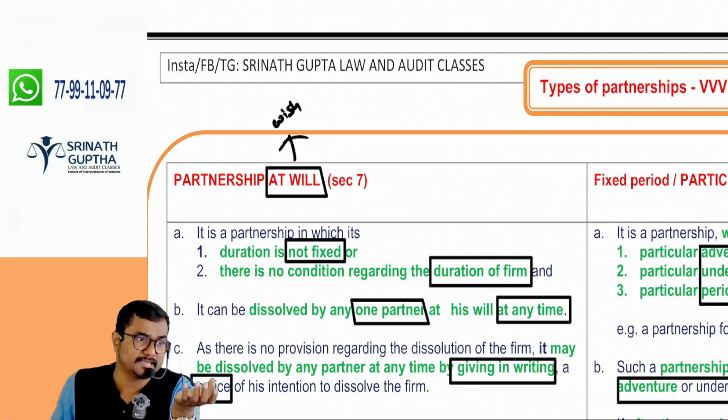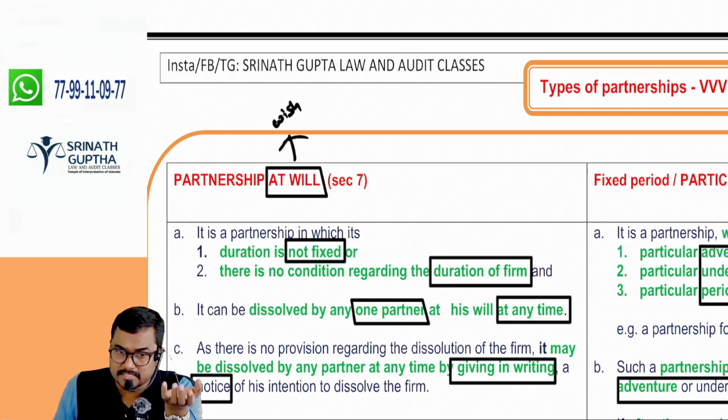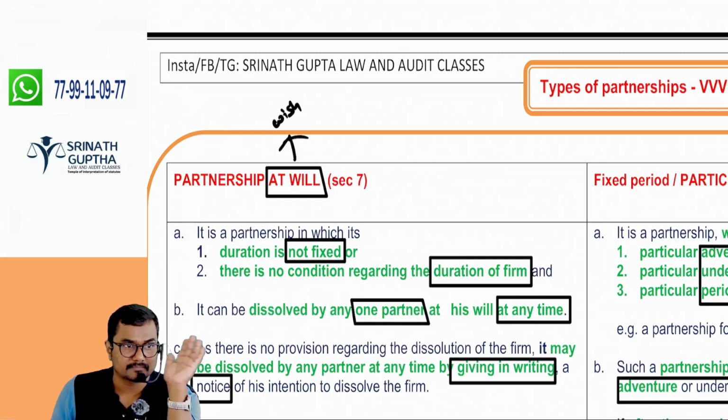But after how many days? 6 months or 1 year? Not specified. This is called partnership at will. Since duration is not specified, it can be dissolved by any partner anytime, by giving a notice in writing to all other partners.